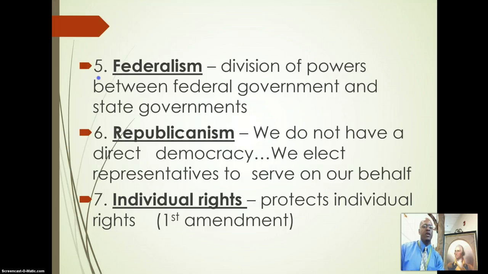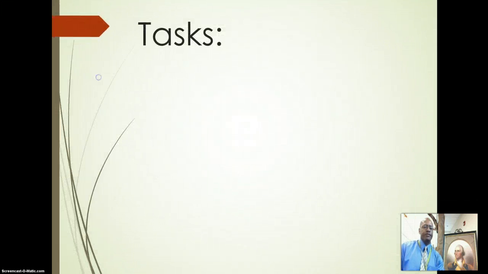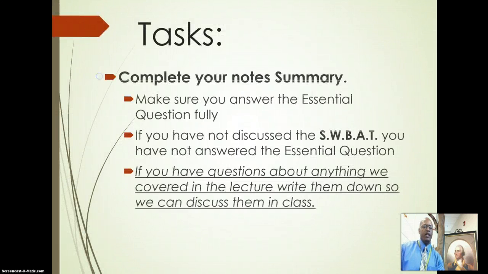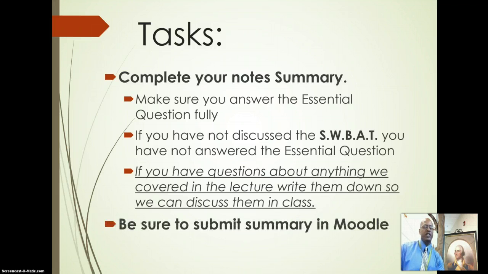So what I'd like you to do now, if you haven't done so, is to start to fill out your essential question. You want to focus on answering those 3 objective questions that I've given to you at the beginning of the lecture and that are on your notes. When you have done this and written it down on your paper, you'll find a section in Moodle that says Chapter 8, Section 1 Summary. You want to make sure you post that there.